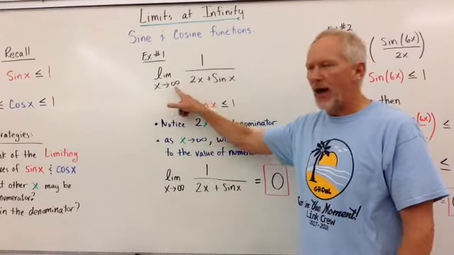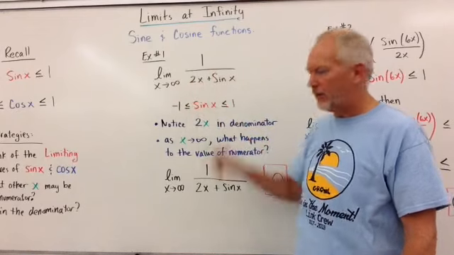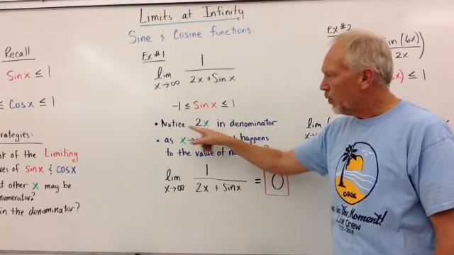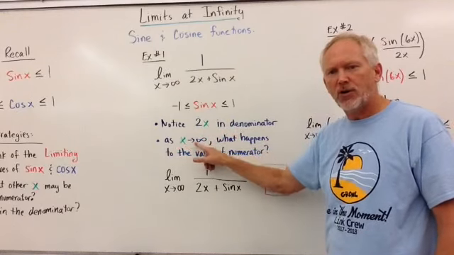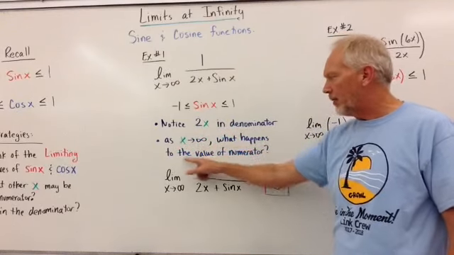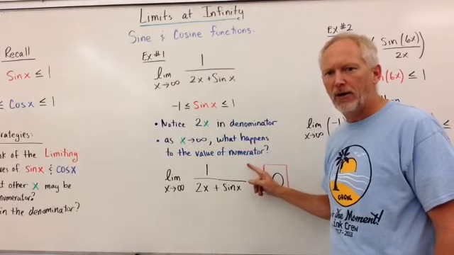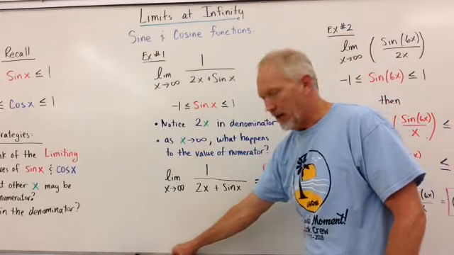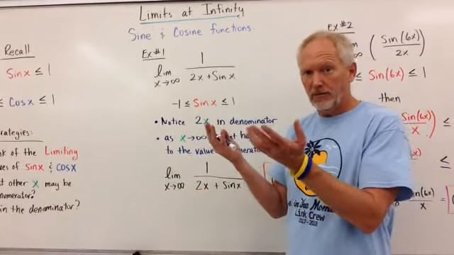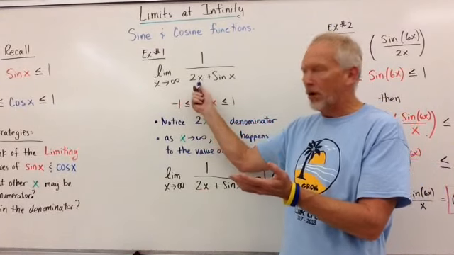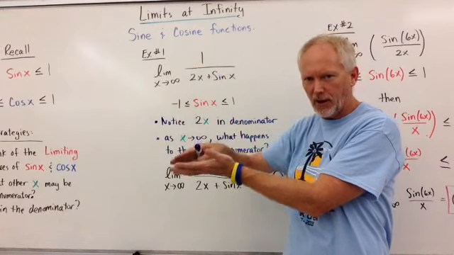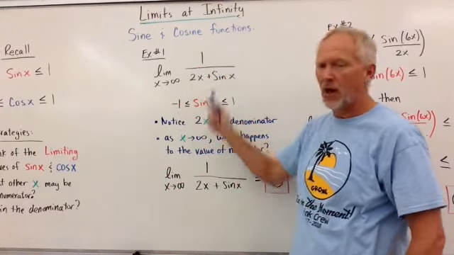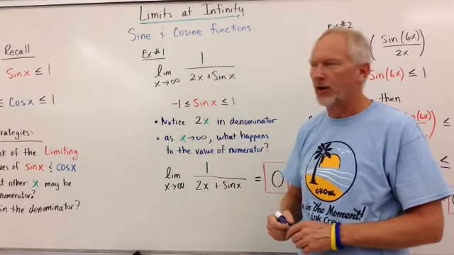However, if that value of x is going to infinity, we have to notice that 2x in the denominator, as x goes to infinity, what is happening to the value of that numerator? Well, the denominator is growing without bounds. So the fraction is shrinking, shrinking, shrinking, until it becomes arbitrarily close to 0.